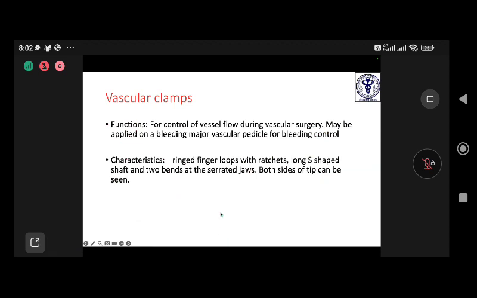Then comes some of the vascular clamps for hemostasis, again used in vascular surgery to control the blood flow during anastomosis of the vessel. So it can also be used to control the bleeding or control the pedicle of a particular organ, say for example, the renal pedicle or IVC clamp, or any sort of pedicle like the pulmonary artery, so you can use that.